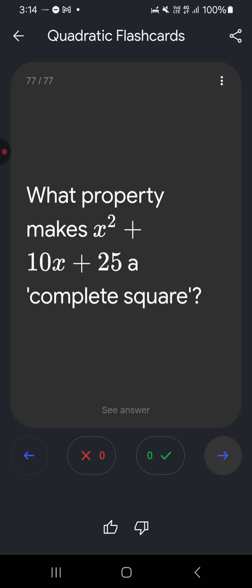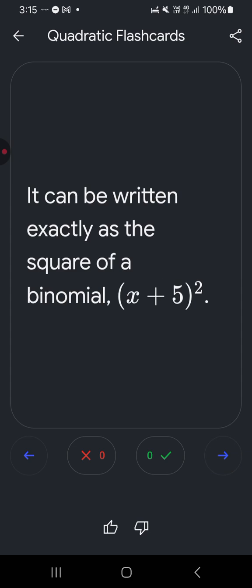What property makes x square plus 10x plus 25 a complete square? It can be written exactly as a square of a binomial, x plus 5 the whole square.